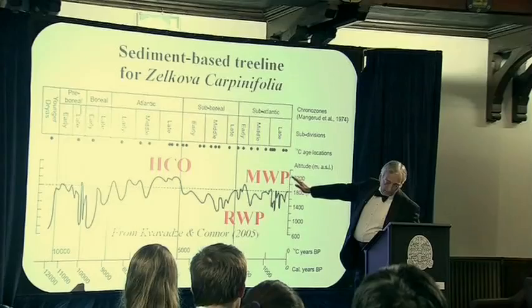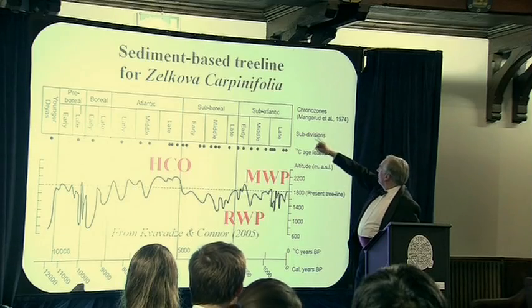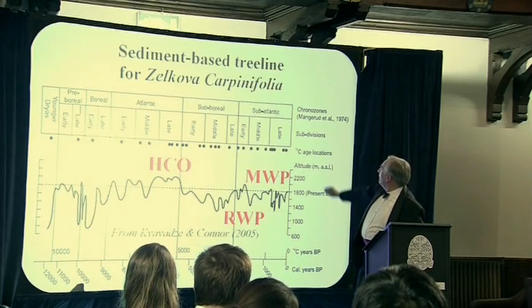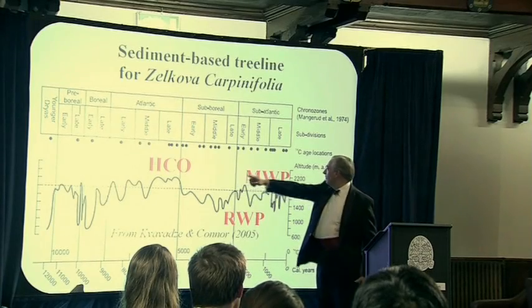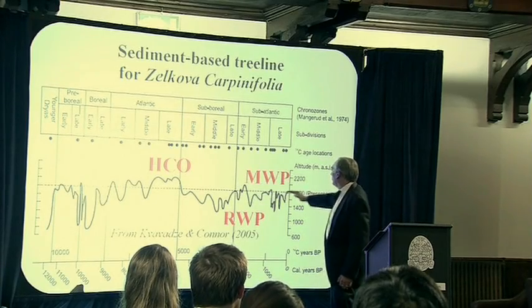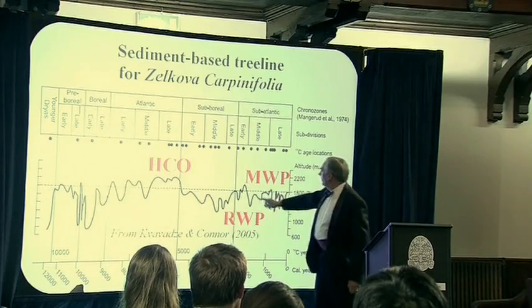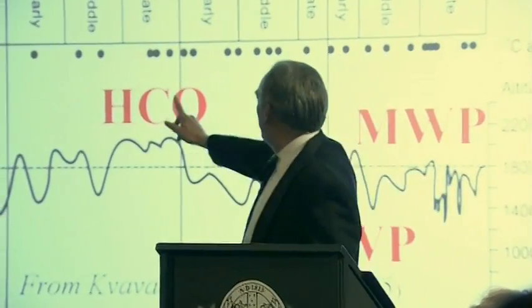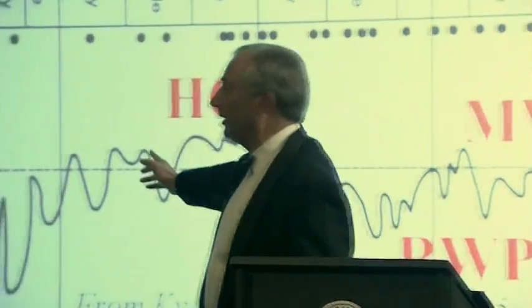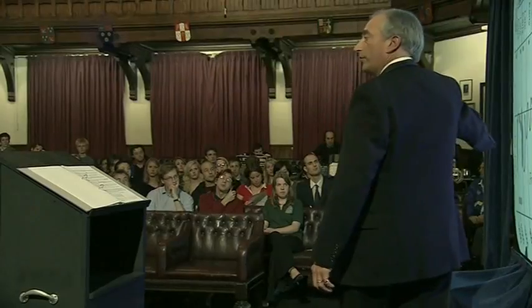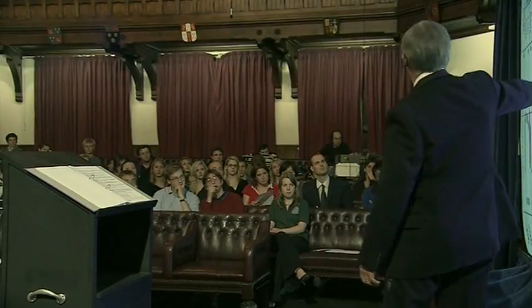Here is the reconstruction of a particular tree line from a particular species of tree, Zelkova carpinifolia, which shows the medieval warm period. Here, this is the line roughly corresponding to today's tree line. There it is, medieval warm period. Here is the Roman warm period, and here is the Holocene climate optimum, where for a period of around 1,000 years or more, the temperature was quite noticeably higher because the tree line was higher.